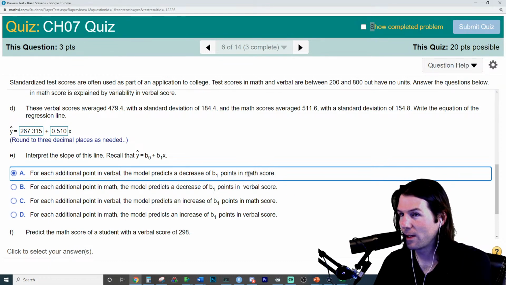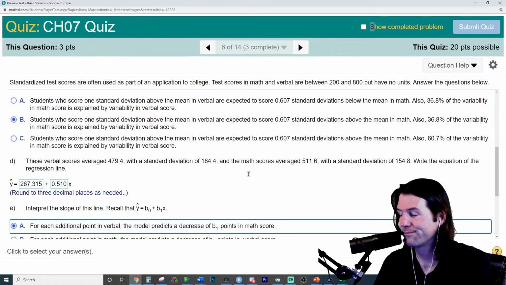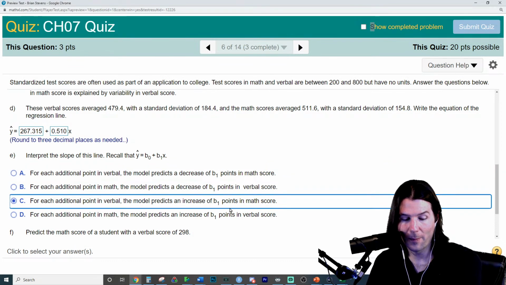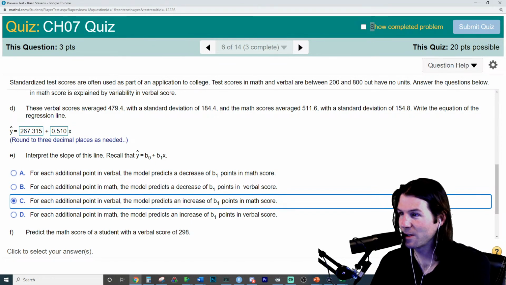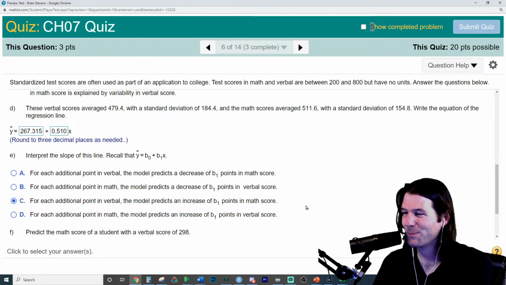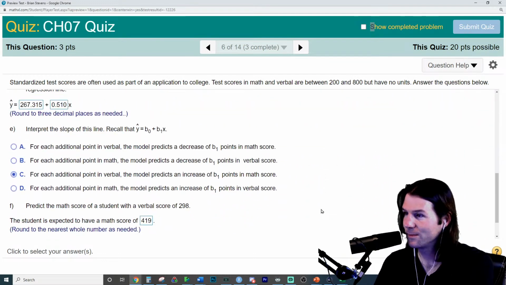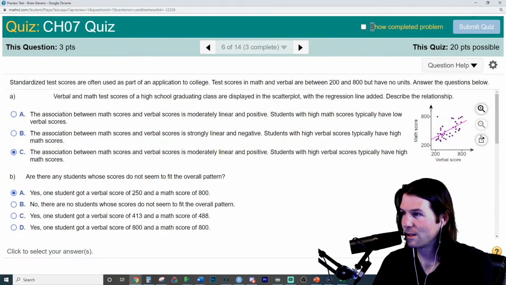What did Brian do right here? Increase, not decrease. The model predicts for each additional increase in verbal, we expect someone's math score to increase. Watch me just get it wrong again. Great job, Reese. Yeah, it's so easy. It's positive. Positive. I teach a whole course on this.